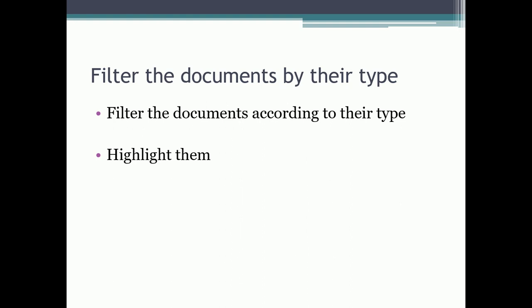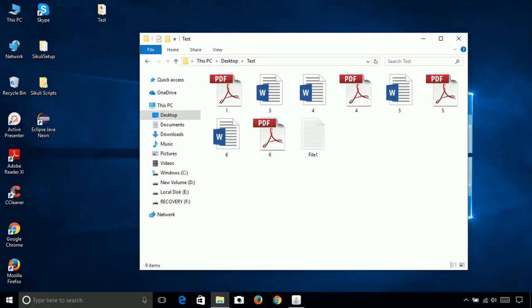I will just make that script to highlight the documents by their type. So let's move to the Cycliax. I have put multiple types of document in this folder, that is Word and PDF and Notepad also. So now consider we just want to highlight PDF and Word documents except this text document. So for that we will make a script which will highlight only Word and PDF documents contained in this area.